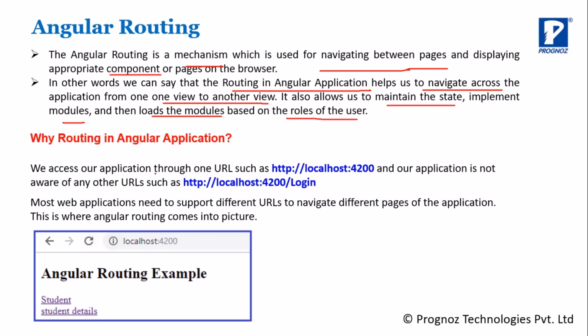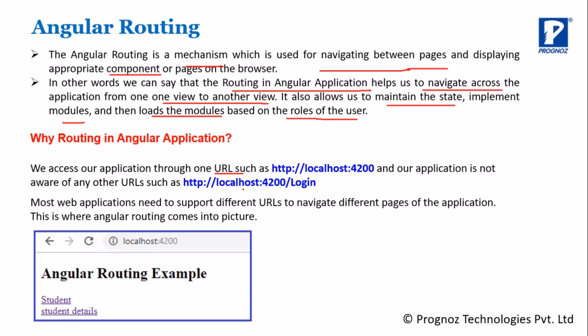We can access our application through the URL. जैसे हम लोग कोई भी वेबसाइट को विजिट करते हैं तो लिखते हैं ना, for example http://prognoztech.com, that is one URL. And whenever you are executing your Angular application, you write http://localhost:4200. So that is nothing but a URL.